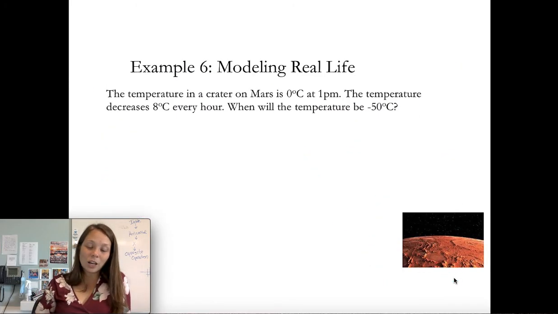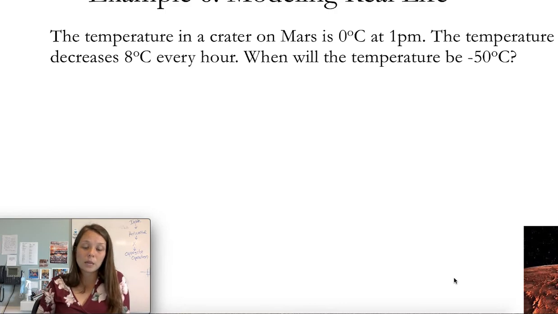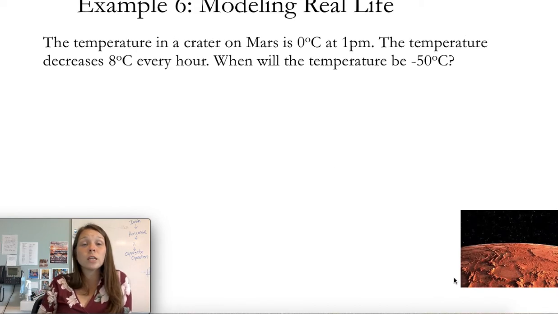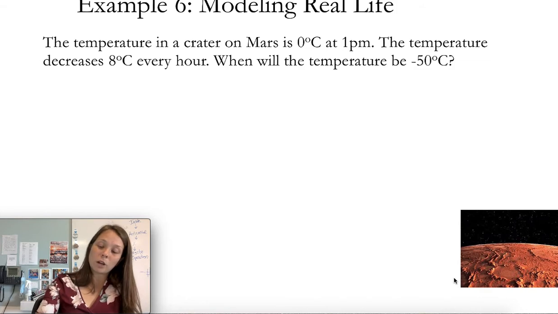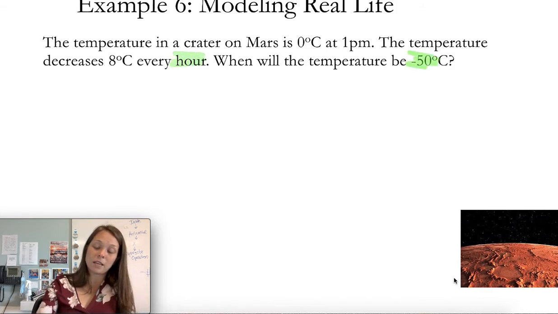All right, let's take a look at our last example of the day, which is modeling real life. So example 6. The temperature in a crater on Mars is 0 degrees Celsius at 1 p.m. The temperature decreases 8 degrees Celsius every hour. When will the temperature be negative 50 degrees Celsius? So we need to figure out how many hours it takes to get to negative 50 if every hour we go down 8 degrees Celsius.